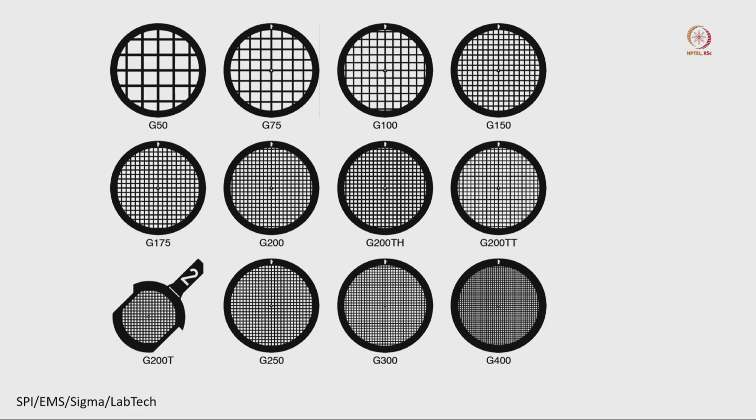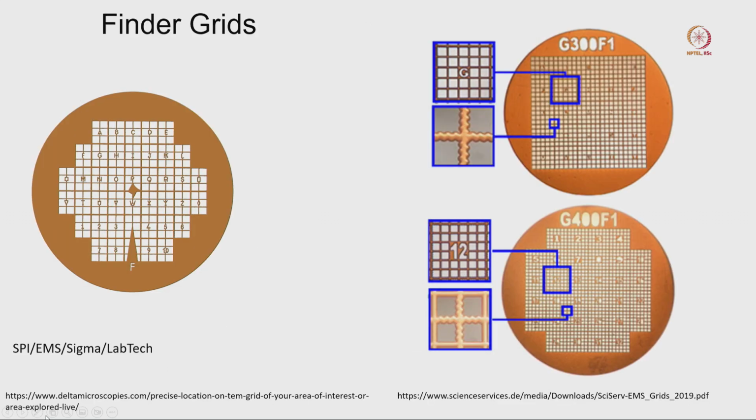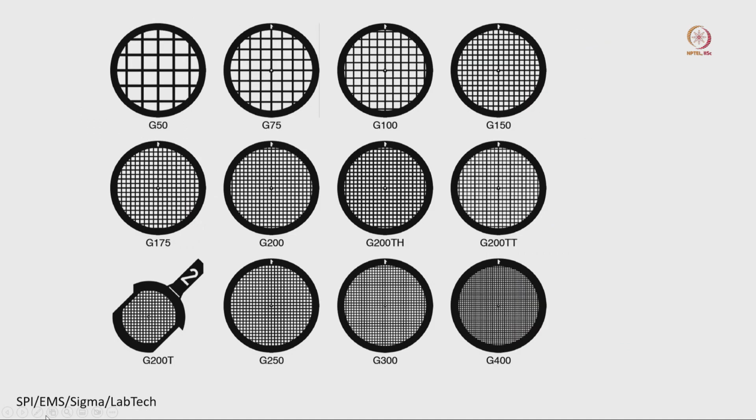Now, here I am giving some examples. These images are taken from the websites of some companies. The grids are generally supplied by SPI or Electron Microscopy Sciences, that is EMS, or Sigma, Labtech. They are supplying the grids. Here also you can see the grid.